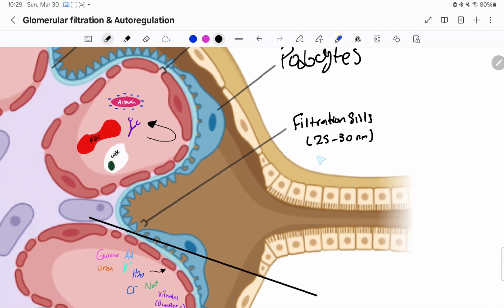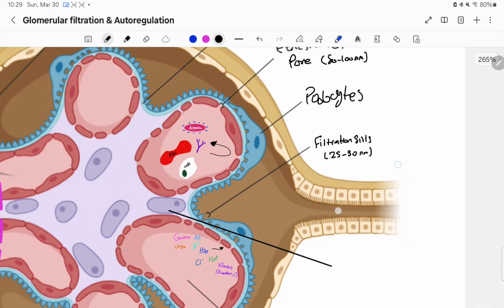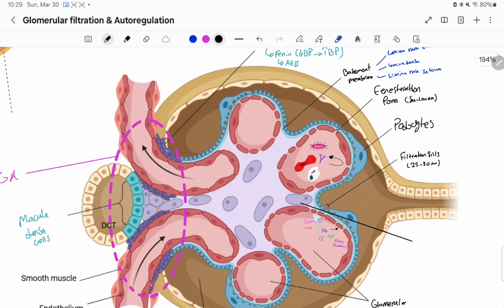And if you want to get even more nitty-gritty, there's technically a protein in between the filtration slits called nephrin, and that forms something called the slit diaphragm, which is about 7 to 9 nanometers. So you can see there's a whole bunch of filtration barriers that make it so that not just everything can get filtered out into the Bowman's capsule, and only really small molecules can come in.